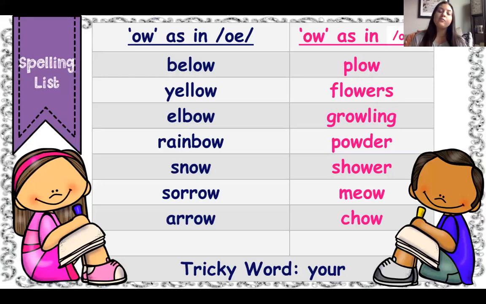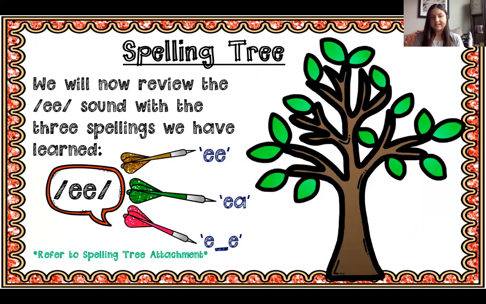Now, when I see O-W as it says the word O, or the sound O, I see it in the first column. I'll read these down for you. Below, yellow, elbow, rainbow, snow, sorrow, arrow. Okay? On the other side of my list, I see O-W as it says ow, like the word plow, flowers, growling, powder, shower, meow, chow. And as always, we have our tricky word for our spelling list, and this one is your. All right, so we're gonna practice those words together.